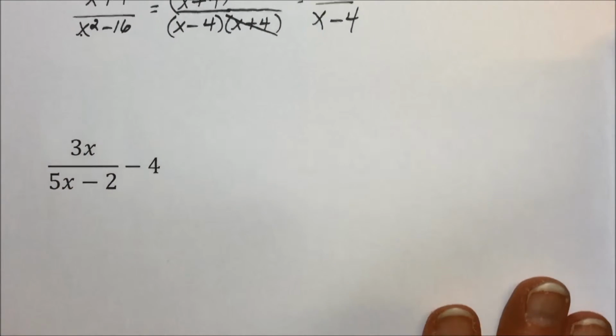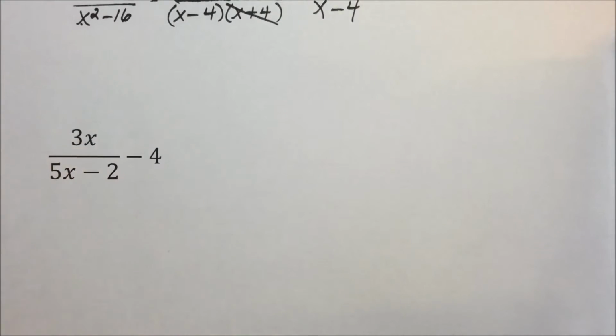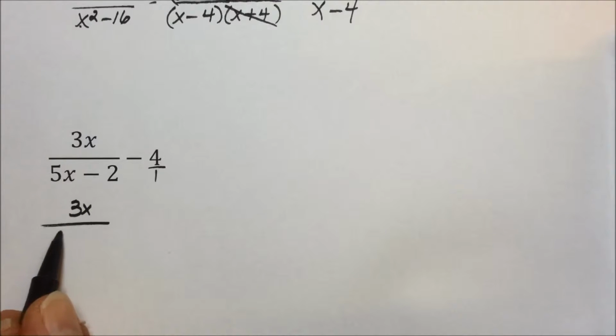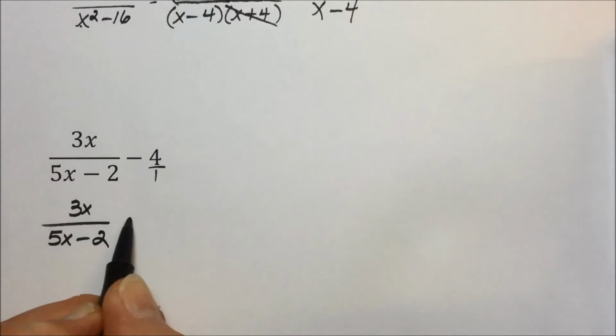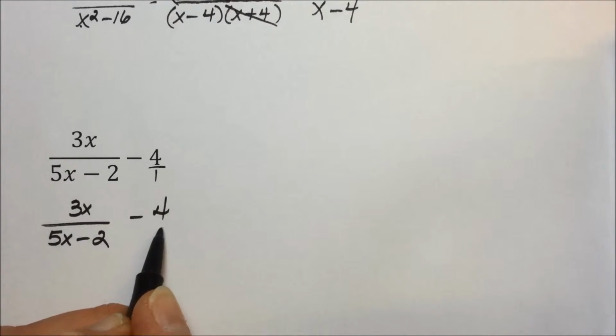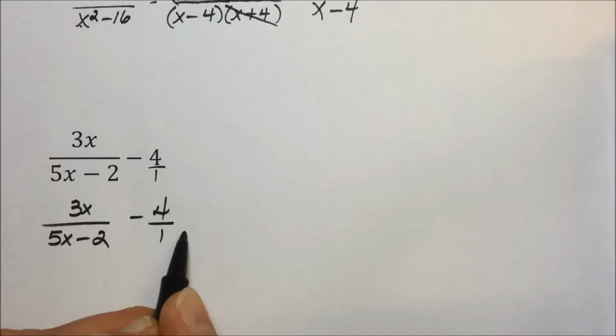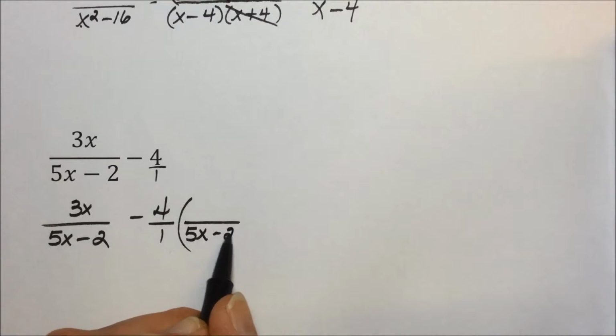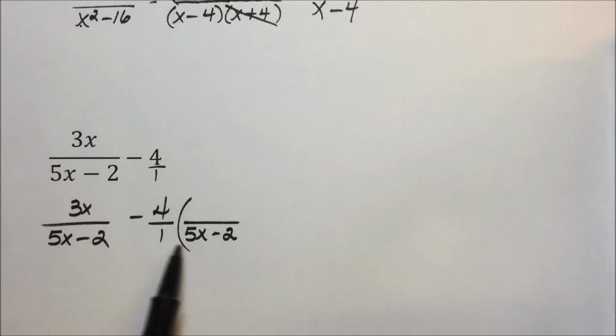In this next example, we have a rational expression minus another rational expression where this second fraction has a denominator understood to be 1. So our least common multiple of the denominators is simply 5x minus 2. The first rational expression needs nothing done to it. The second, however, needs a factor of 5x minus 2 so that we can get the common denominator.